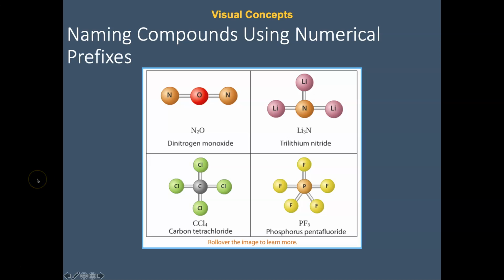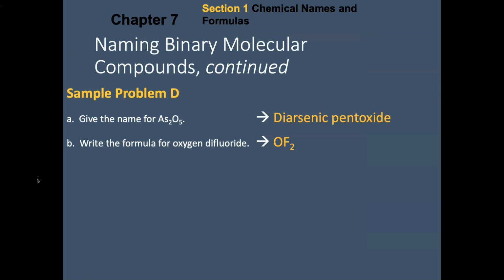So here we have dinitrogen monoxide. It has 2 nitrogens and 1 oxygen. We have trilithium nitride. So depending on how they're listed is how we name them. How we write the formula is how we name the element. All right, so from here we have a couple of examples.